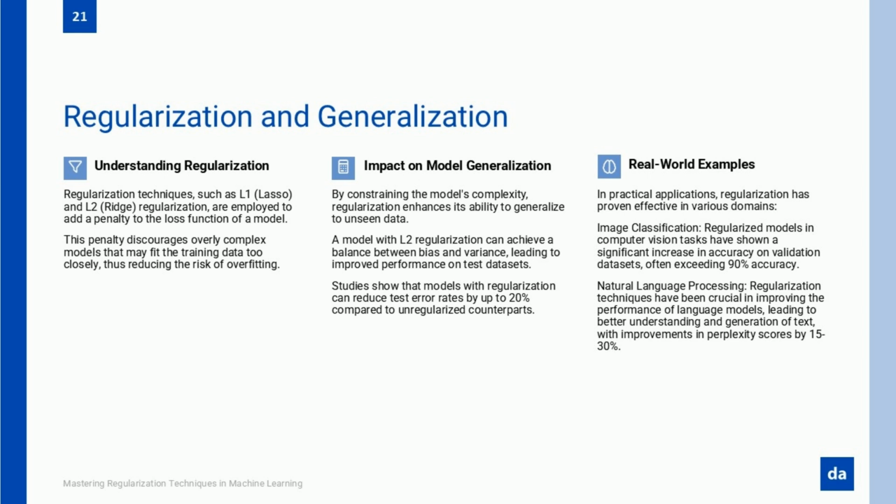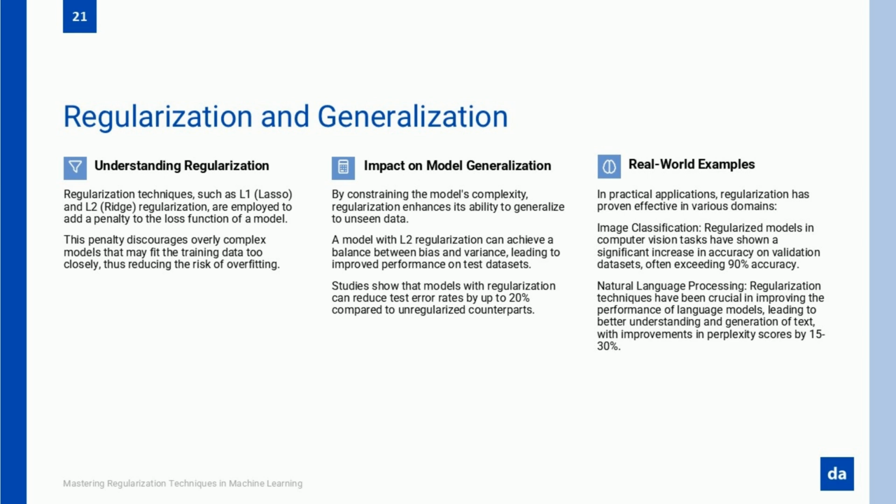or geographic inconsistencies. Studies have shown that regularized models can reduce test error rates by up to 20% compared to unregularized counterparts. This is because regularization helps strike a balance between bias and variance, ensuring that the model isn't too simple, underfitting, or too complex, overfitting.